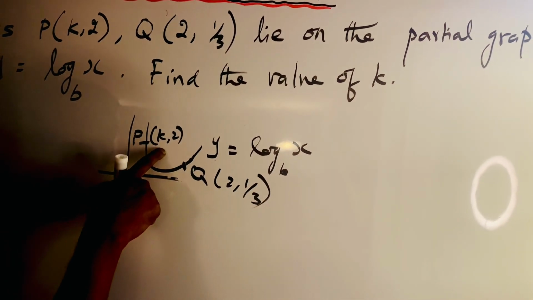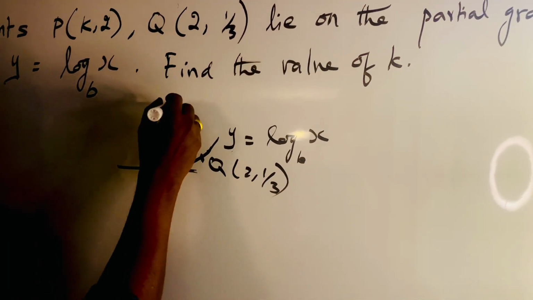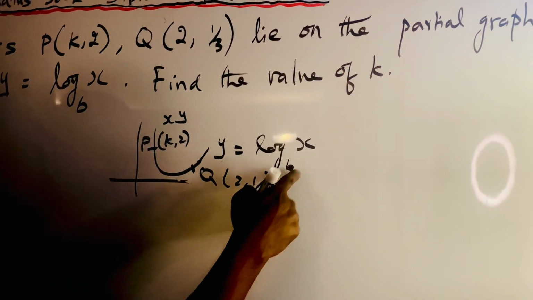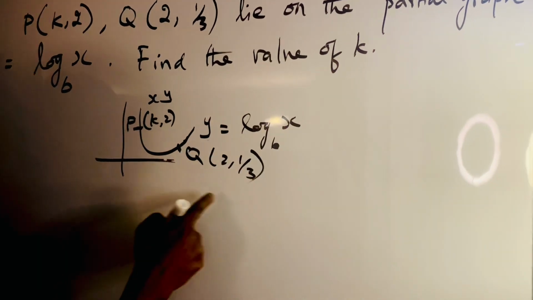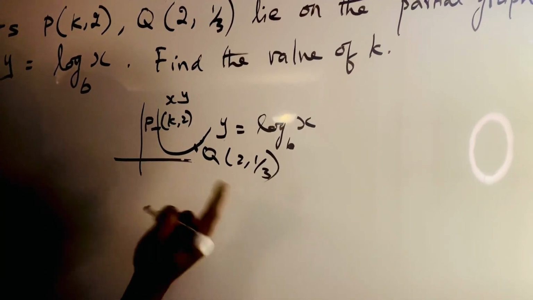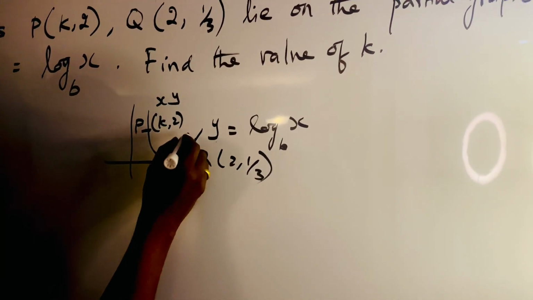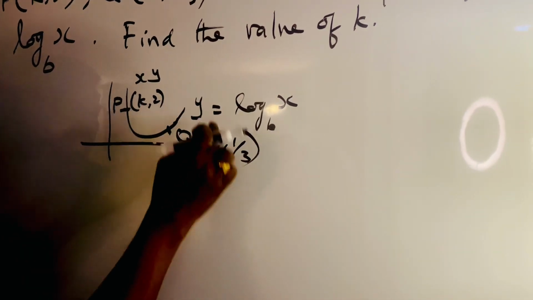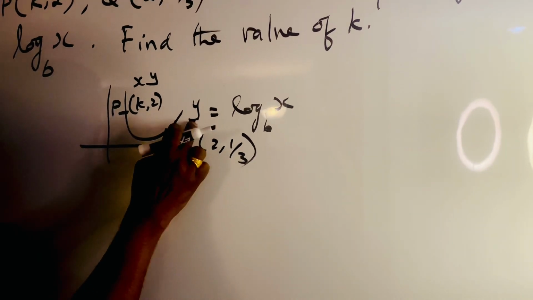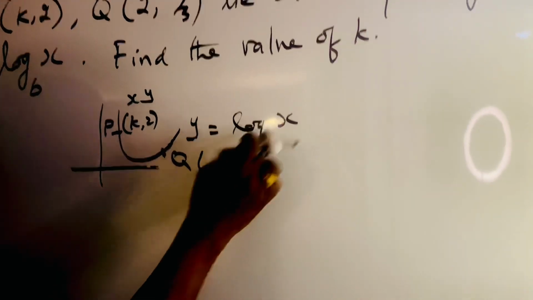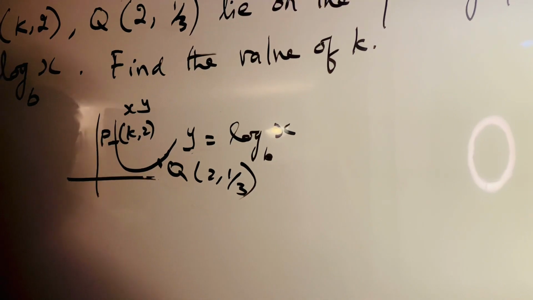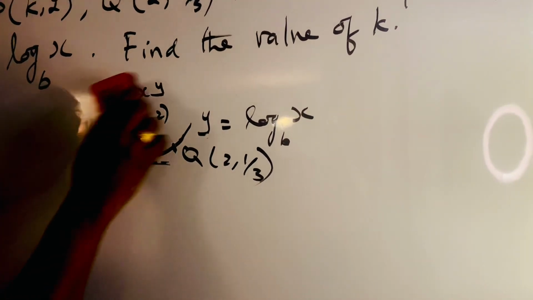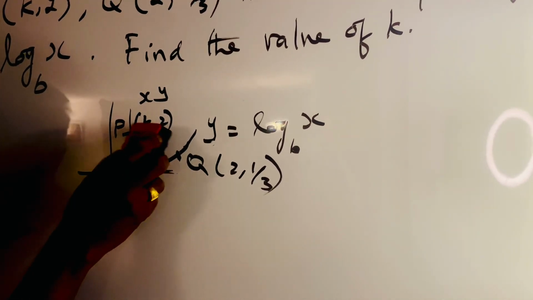If you substitute these values for x and y, 2 will be equal to log, and instead of x you can put k. Similarly, the equation should be satisfied because these points lie on the graph. For the other point, instead of y you put 1 over 3, equal to log of x, that is 2, to the base b. Then we can equate the two equations and solve for k, which is the unknown value.